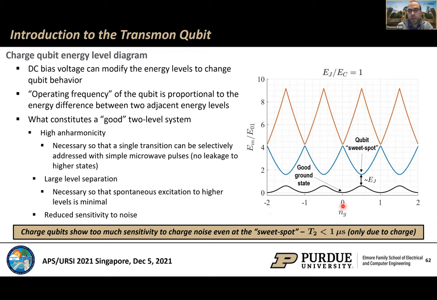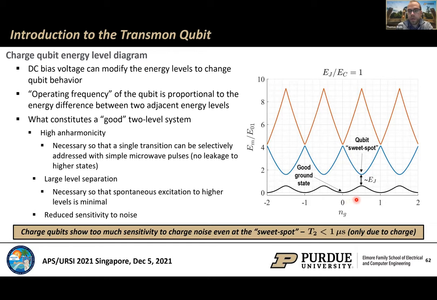So again, if we think of NG as just being a classical bias voltage, there's going to be noise in that bias voltage, which means that the actual NG that we're applying is always fluctuating along the x-axis. So if we look at these different energy levels, for instance, right here, we can see that fluctuations around the x-axis, because the slope is high, is going to lead to large changes in this energy difference between these two states. And that's going to lead to large changes in the actual operating frequency of the qubit. And that causes all sorts of problems for its coherence.